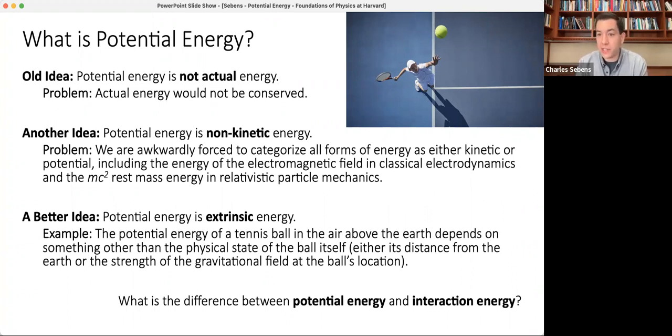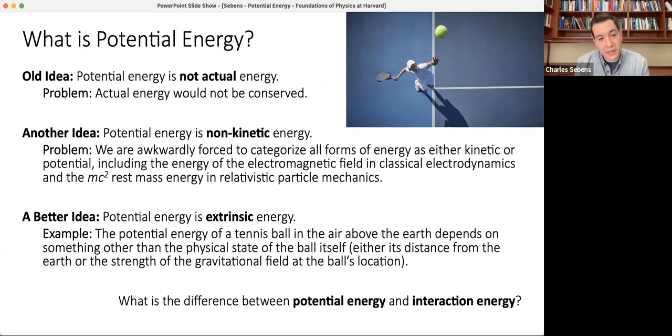I think this is awkward. It doesn't really pick out anything special about potential energy that makes it potential energy. It's just non-kinetic. And it forces you to classify certain things as potential energy that you might be hesitant to, or you might wonder whether they really should be classified as potential energy. So for example, if you endow the electromagnetic field with a kind of field energy, well, that appears to be non-kinetic energy. So it seems like that would have to be classified as potential energy. Also, if you're thinking about relativistic particle mechanics, a point particle at rest might have energy mc squared. Do we want to say that's potential energy? Not obviously. So, okay, let's move past that idea.